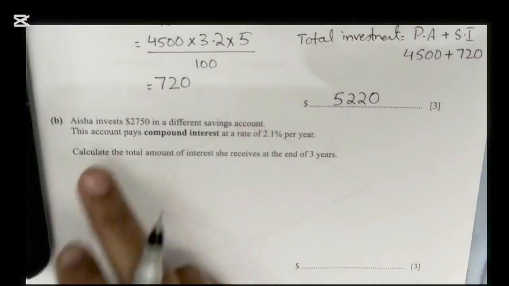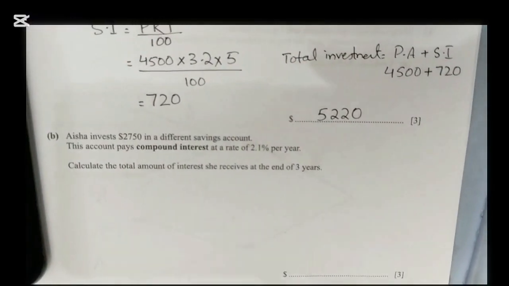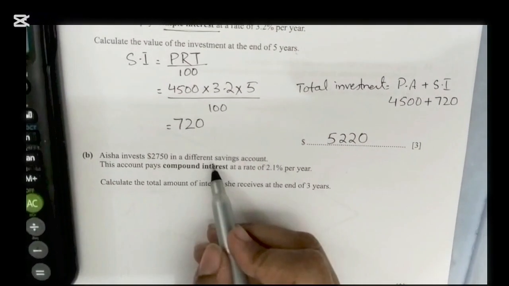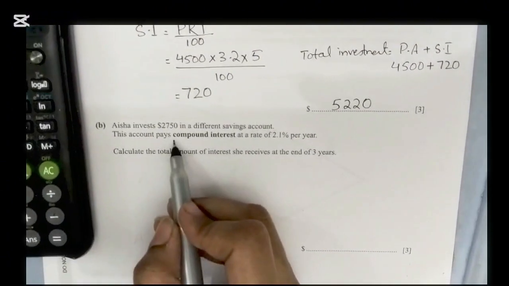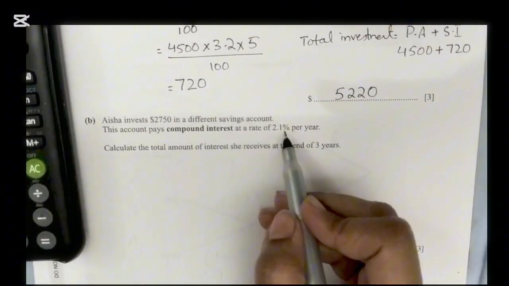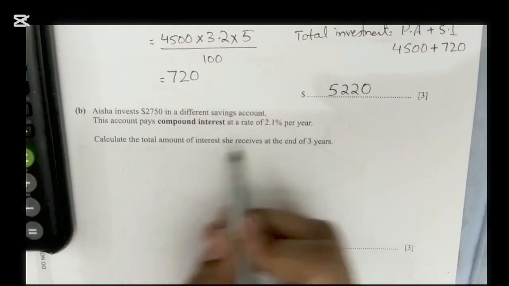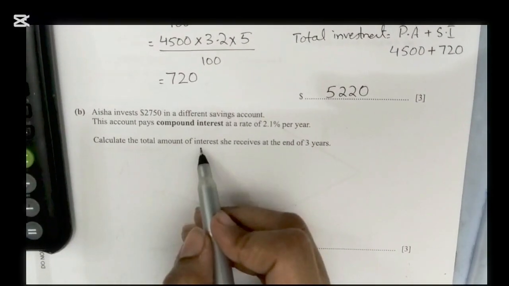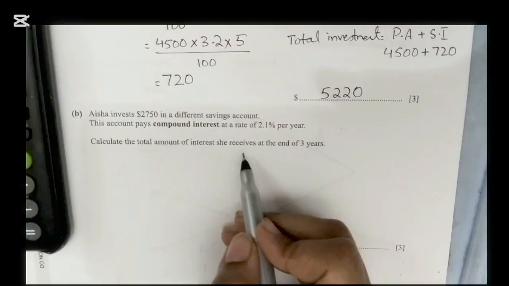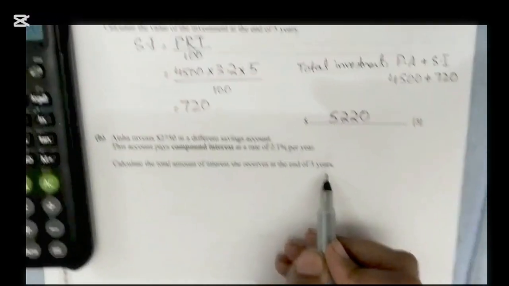Okay, now move to part B. Aisha invests 2,750 in a different saving account. This account pays compound interest at the rate of 2.1% per year. Calculate the total amount of interest she receives at the end of 3 years.